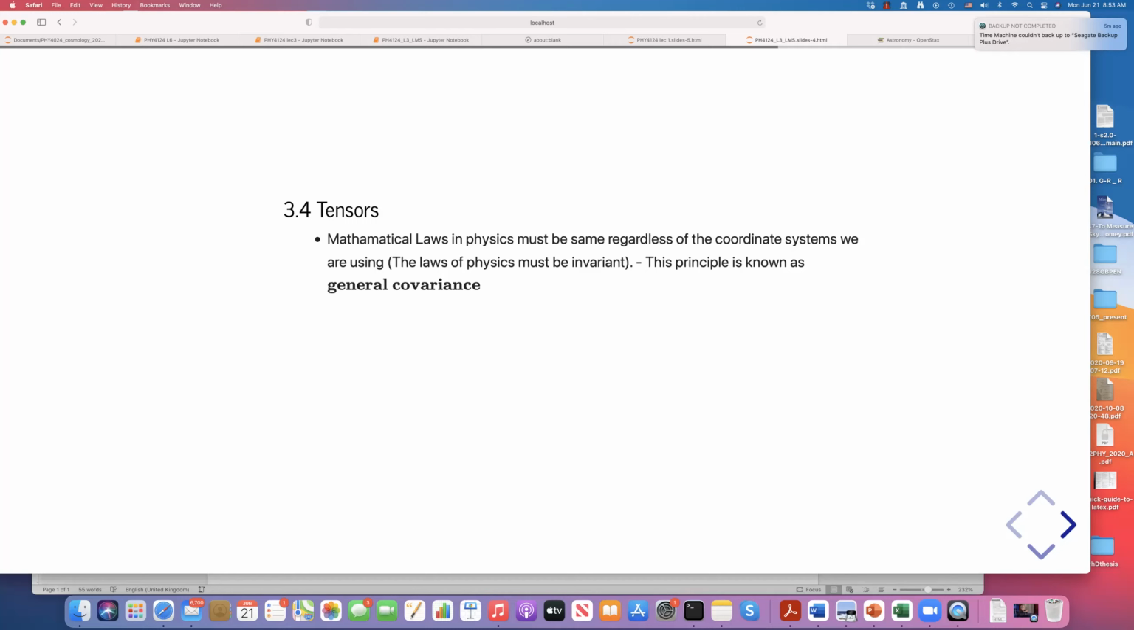So it shouldn't depend on coordinate systems. Whether you use a spherical coordinate system or a Cartesian coordinate system or any other coordinate system, it doesn't matter. The mathematical laws always should be the same. And there is a specific name for that. This is called the principle of general covariance, right?